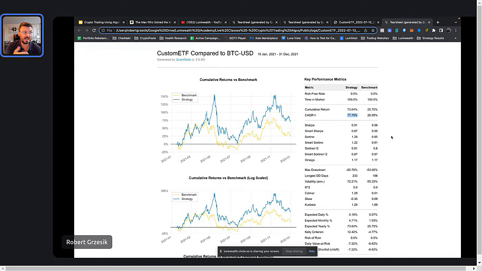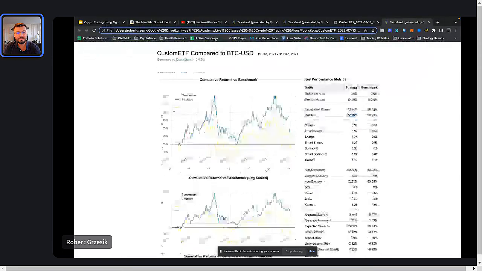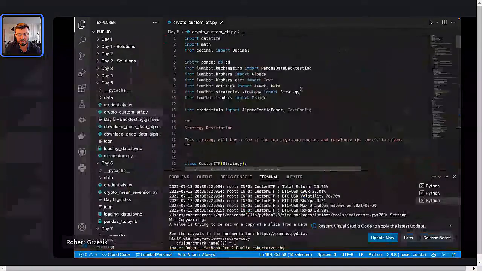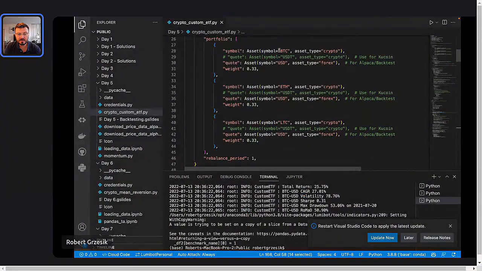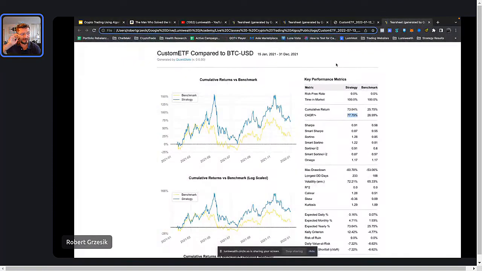It's also the same in different time periods as well. It's a very simple strategy, but very effective. What it does is take 3 coins. I'll show you in code here. It takes Bitcoin, Ethereum, and Litecoin, and they're 33% each. You could actually change this to be different coins if you'd like. But basically it buys all three coins and then rebalances on a regular basis.